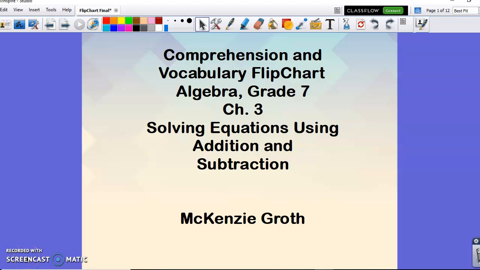Hi, my name is Mackenzie Growth, and this is my comprehension and vocabulary flip chart for reading in the content area. This was created using the McDougall-Little Math Course 3 textbook, which focuses on algebra, grade 7. For this lesson, I chose Chapter 3, Solving Equations Using Subtraction and Addition.